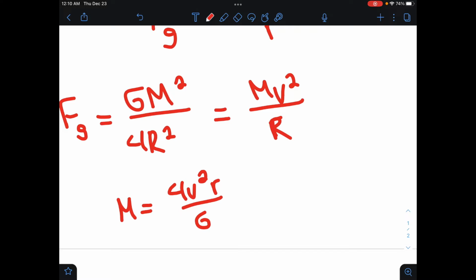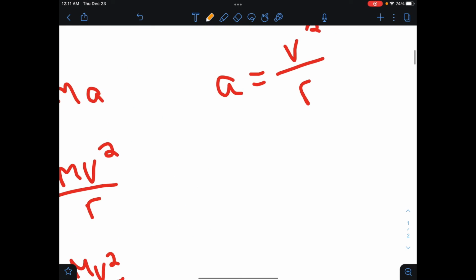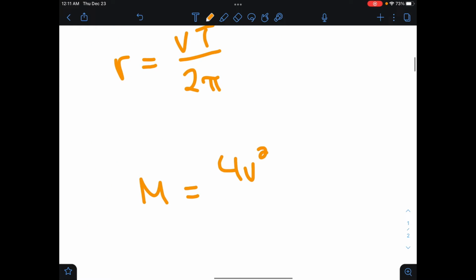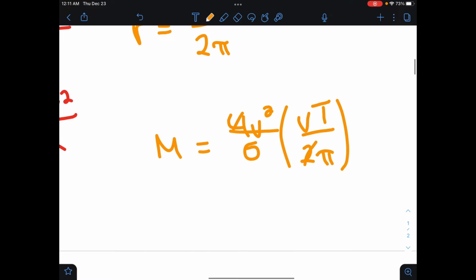But we're not done. Here we need to understand the fact that our radius is actually equal to our velocity times our period divided by 2 pi. And the reason it's over 2 pi is that one full trip around a circle, like on the unit circle, is 2 pi. So our r must be equal to vT over 2 pi, and that T is our period, and that v is our velocity. And then we plug that in for our r, so it becomes m is equal to 4v squared over G times vT over 2 pi. And now our 2 and our 4 cancel, so we get m is equal to 2v cubed, because we're multiplying by v's, over G pi.